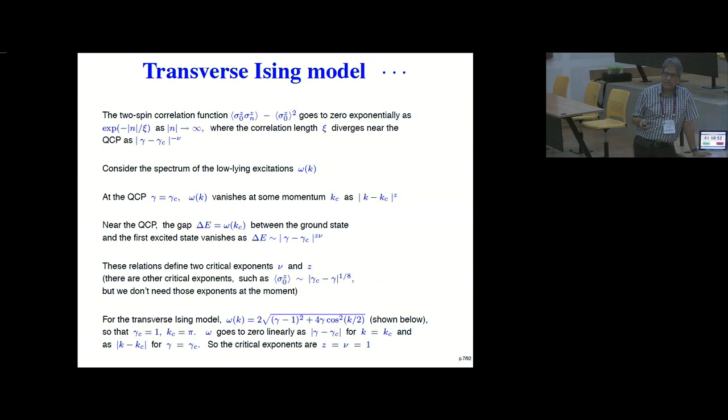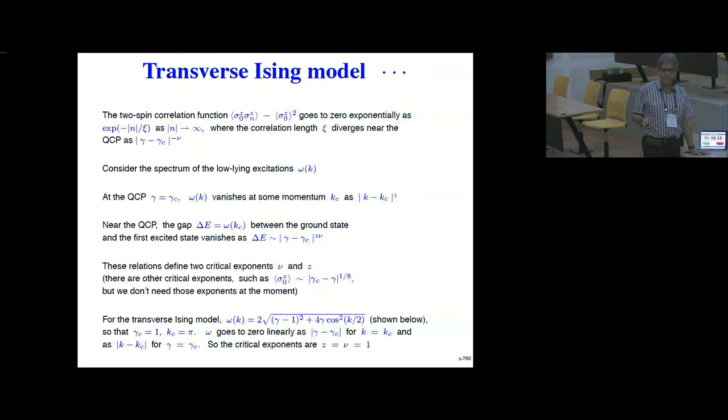So these relations define two critical exponents, nu and z. Now there are of course many other critical exponents, as you know. I'm sure you all know about critical phenomena to some extent. One of the critical exponents that you may be aware of is the expected value of sigma z, just the order parameter. How does that go to zero when you approach the critical point from the ordered side? That goes as (gamma_c minus gamma) to the 1/8. And there are other critical exponents, but we don't need this right now. We'll need them later if I get to that point. So right now we only need the z and nu.